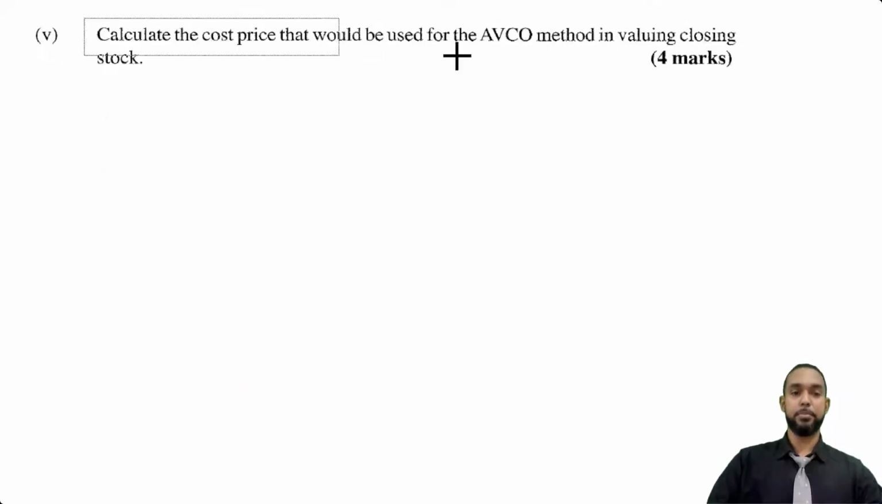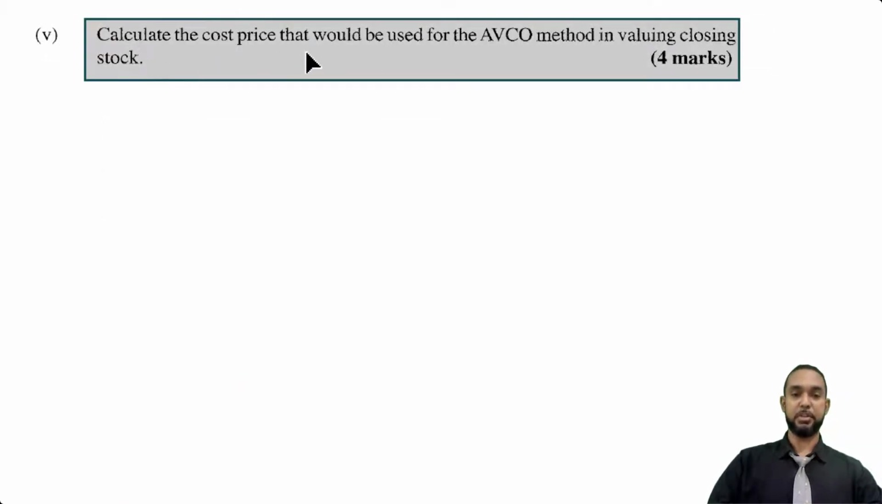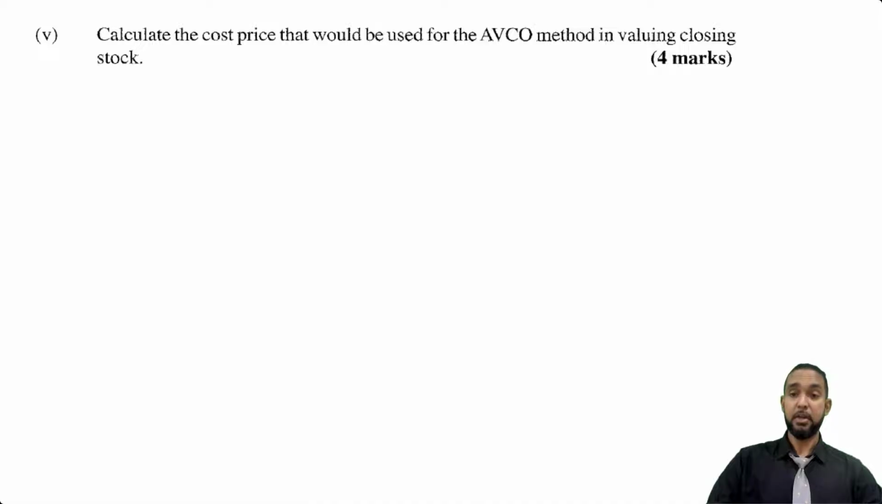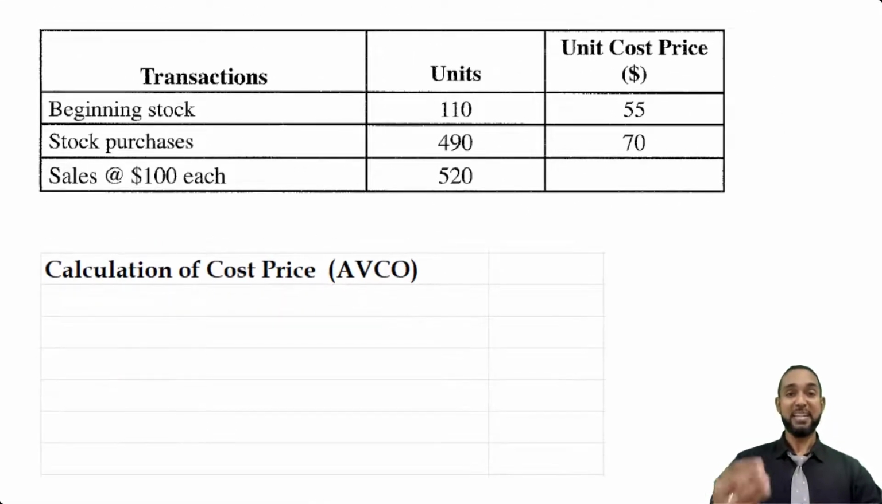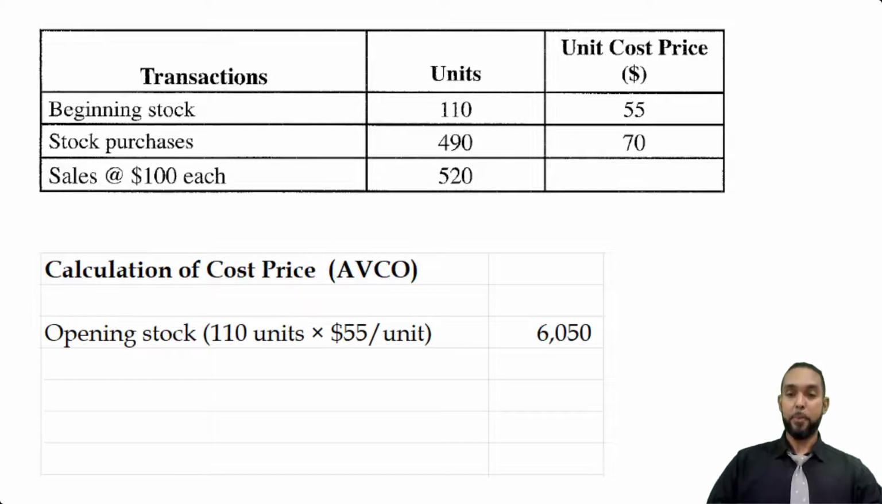Next part. Part 5 is asking us to calculate the cost price that would be used for the AVCO method in valuing closing stock. That's a relatively easy thing. All we have to do is add up the total value of inventory and divide by the total number of units. So we're going to have the opening stock, 110 units at $55, giving us $6,050 worth of stock.